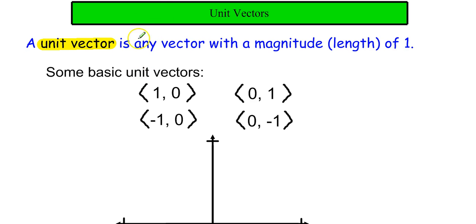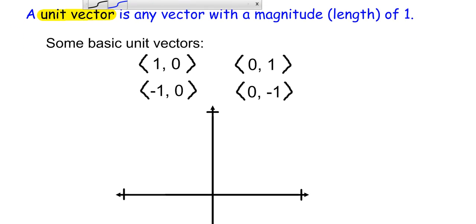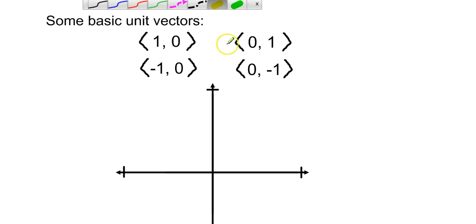Some basic unit vectors that we have here, I listed the most basic unit vectors. They are (1, 0), (0, 1), (-1, 0), and (0, -1). And obviously if we want to confirm that those have a length of 1, we would use the Pythagorean theorem. I'll leave that up to you guys. Hopefully that's a relatively simple process for you at this point.